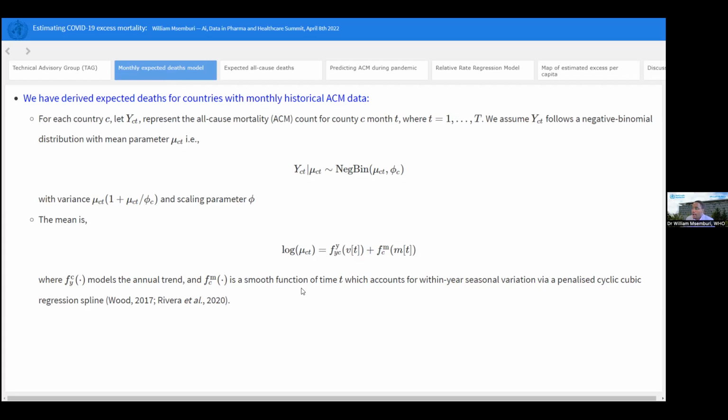We assumed that these observed all-cause mortality data follow a negative binomial model, which is parameterized with a mean parameter mu and a scaling parameter phi. This scaling parameter basically allows the variance to differ from the mean, an overdispersion parameter. The way that we're predicting this mean parameter is with a log linear model, which has two components. The first component is an annual trend, which we're representing here with f subscript Y, and then a smooth function of time and month, which we're representing with f superscript M. This allows us to model the within-year seasonal variation that is occurring in the all-cause mortality. And we're modeling this using a penalized cyclic cubic regression spline.